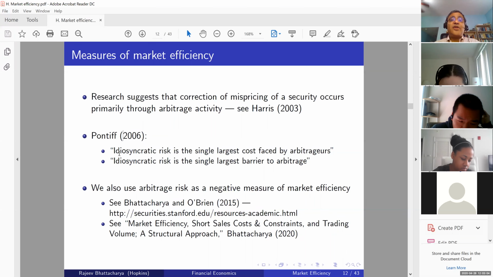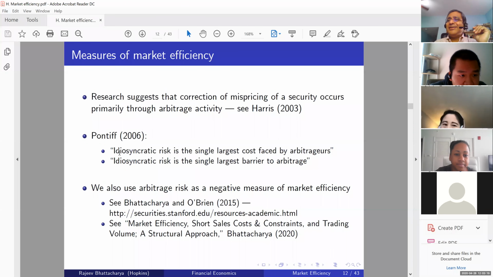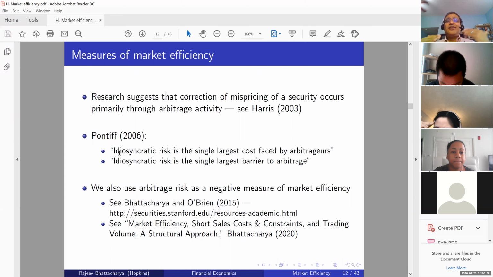So Pontiff's famous work of 2006 in the Journal of Accounting and Economics, which I've also posted on Blackboard, makes the point about idiosyncratic risk. Remember idiosyncratic risk from our CAPM and market models? It's coming back to haunt us. Idiosyncratic risk is the single largest cost faced by arbitrageurs. It's the single largest barrier to arbitrage, and therefore, the higher the idiosyncratic risk, the less likely the market for a security is to be efficient. So it is one of the measures of market efficiency.